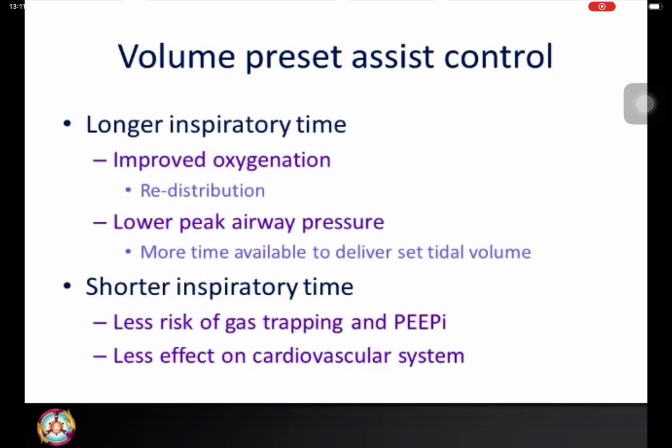Longer inspiratory times result in improved oxygenation due to the longer time available for redistribution of gas. At the same time, peak airway pressures are reduced because more time is available to deliver the set tidal volume. On the other hand, shorter inspiratory times reduce the risk of gas trapping and intrinsic PEEP by leaving more time for expiration. The cardiovascular effects of mechanical ventilation may also be lowered by the lower mean intrathoracic pressure.